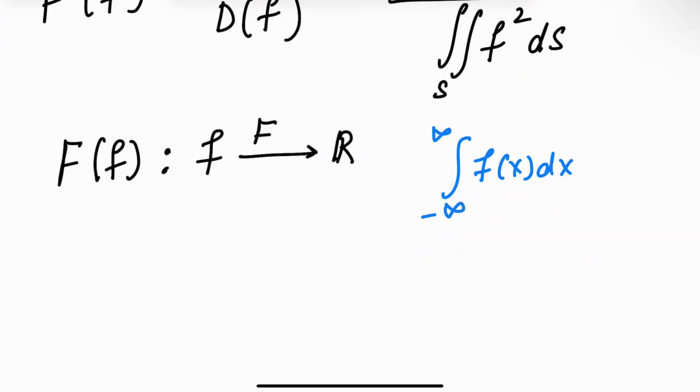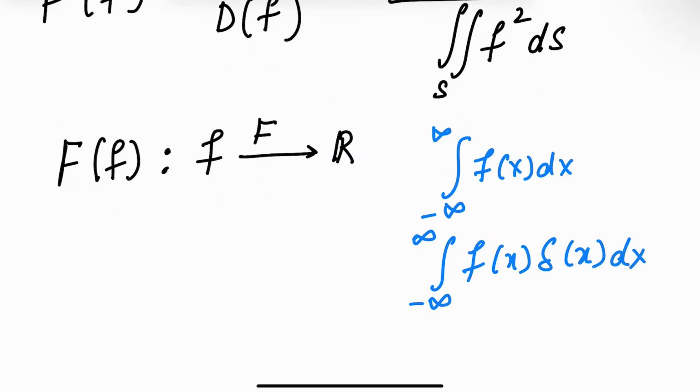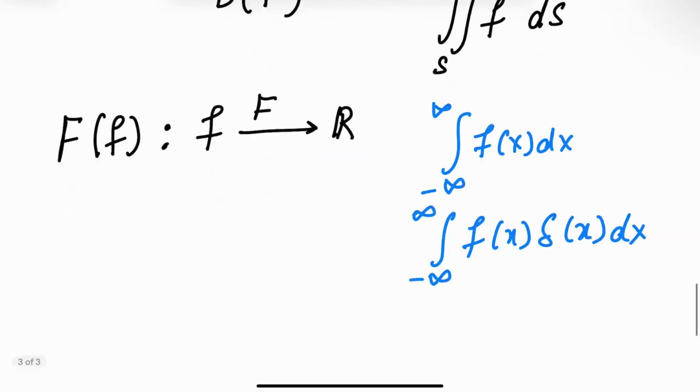You can also define another functional: the integral of f of x times delta of x dx. This is essentially just f of 0, which is a real number. So it's a mapping between a function and a real number.